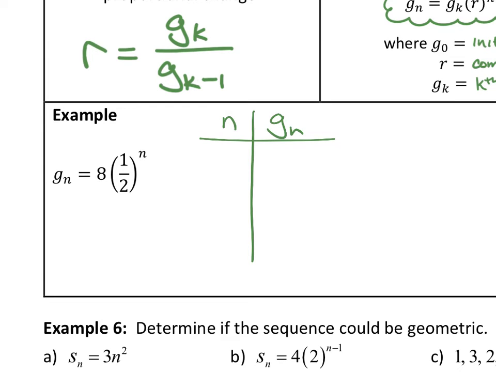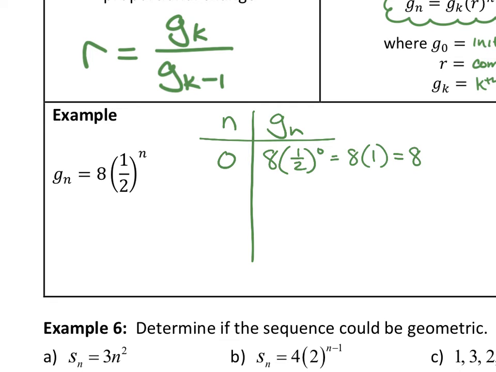Now, just like arithmetic, we don't plug in fractions. We don't plug in negative numbers, so we're going to start at 0. This would be 8 times 1/2 raised to the 0 power. Let's remember some exponent rules. What is anything raised to the 0 power? 1. So this is 8 times 1, which is 8.